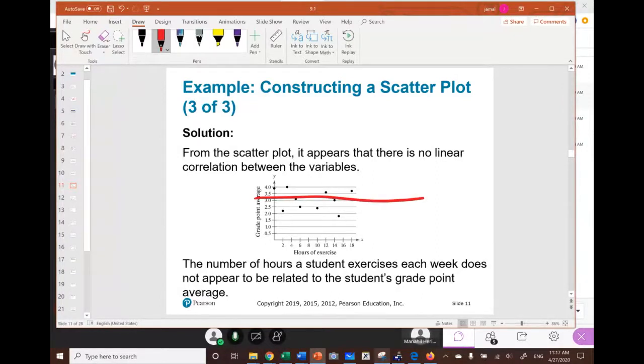And if it goes flat, this means no correlation here. Okay? Because again, it's going to be either positive, negative, or nothing. So in this case, it appears to us that there is no correlation between the hours of exercise and the grade we get in high school, or GPA. Okay, and we can look at this further down the road.